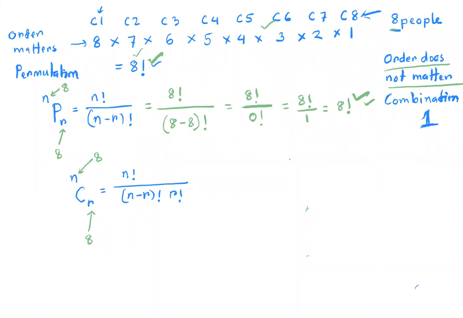Okay, so now I'm going to plug in the numbers. n is 8, r is 8. So it's 8 factorial divided by (8 minus 8) factorial times 8 factorial, which is 8 factorial divided by 0 factorial times 8 factorial. So 8 factorial and 8 factorial cancel out. That gives you 1 over 0 factorial. But 0 factorial is 1. So 1 over 1, or 1.